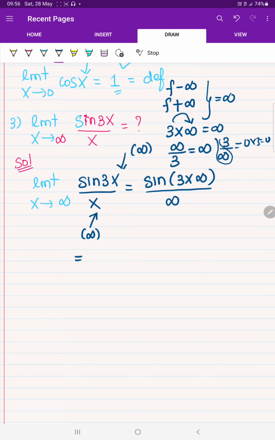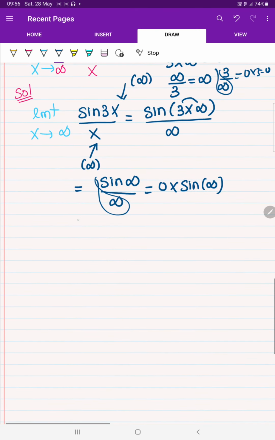Some basics are required to understand these questions. Anyway, 3 into infinity will be approaching infinity only. So, in the next step, I am getting sine infinity by infinity. I can write 1 by infinity is going to be 0. So, 0 into sine infinity, what is the expected value? Can you guess the correct answer for this question? I am expecting the correct answer from your side.